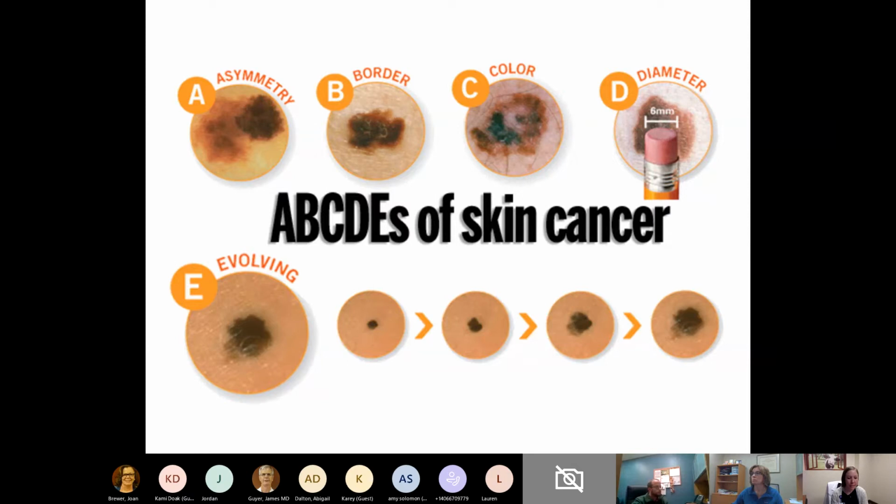And then lastly, E is the most important, for evolving. So anything that's changing with time, not so much kids that have moles that are growing with them or getting more bumpy, but it's more older adults that have moles that are new or growing in odd ways. So I definitely counsel my high-risk patients on this.